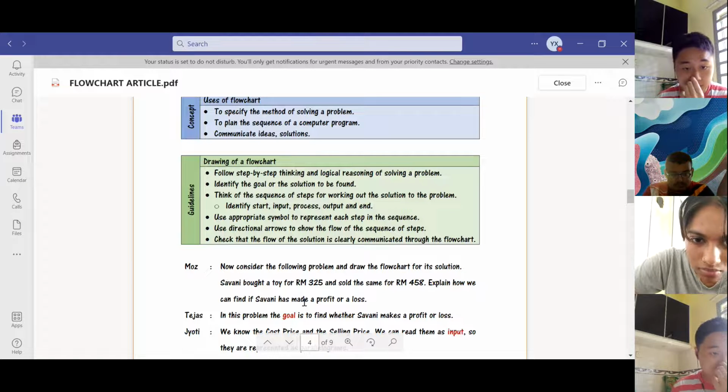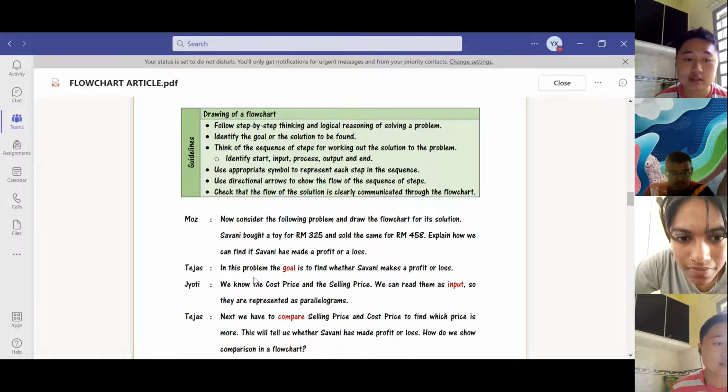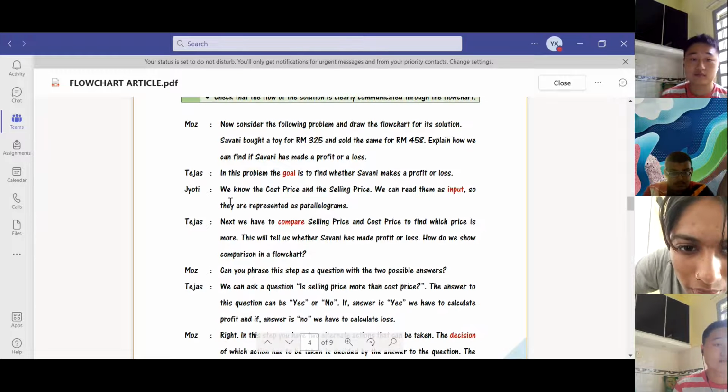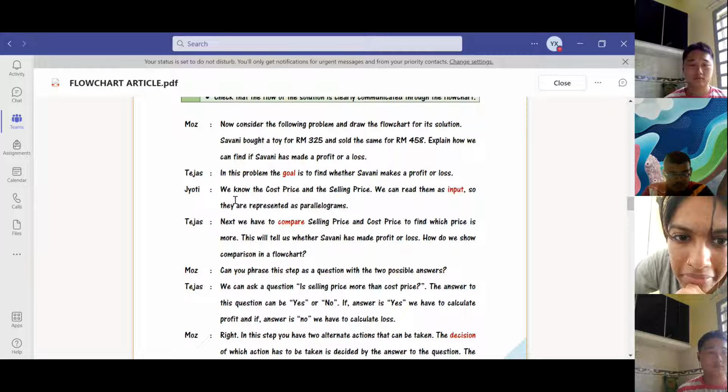Savani bought a toy for 225 ringgit and sold the same for 458 ringgit. Explain how we can find if Savani has made a profit or a loss. In this problem, the goal is to find whether Savani makes a profit or loss. We know the cost price and selling price. We can read them as input, so they are represented as parallelograms.